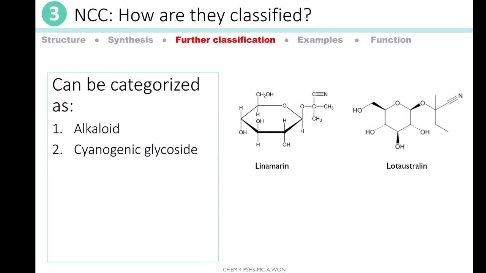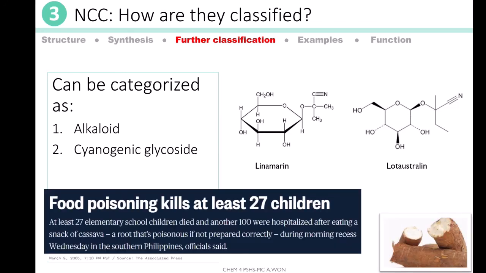Next, cyanogenic glycosides. So cyanogenic glycosides have the nitrile groups and are bonded to sugars. So examples are linamarin and lotaustralin. Trivia: cyanogenic glycosides are toxic, and these are found in a favorite root crop of Filipinos called cassava. Cassava, if not properly cooked, hindi nabe-breakdown yung cyanogenic glycosides, and once na nakain yun, they are toxic.